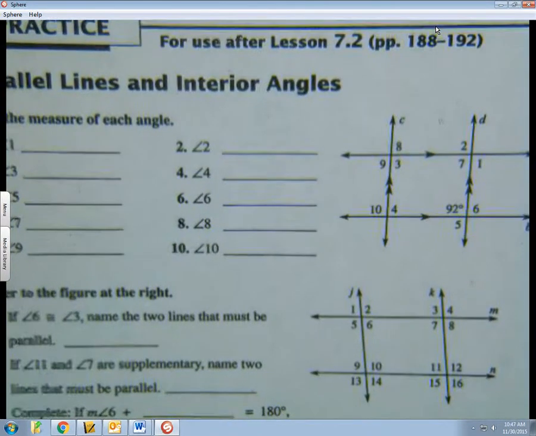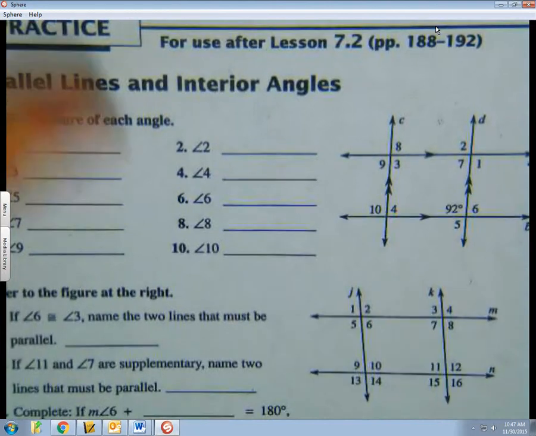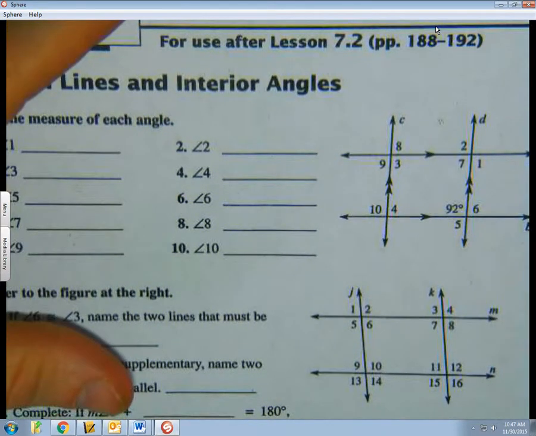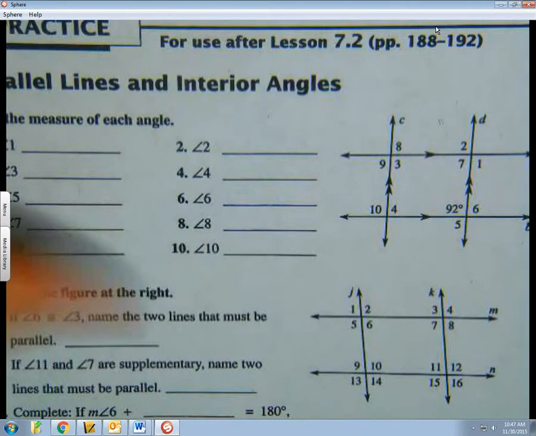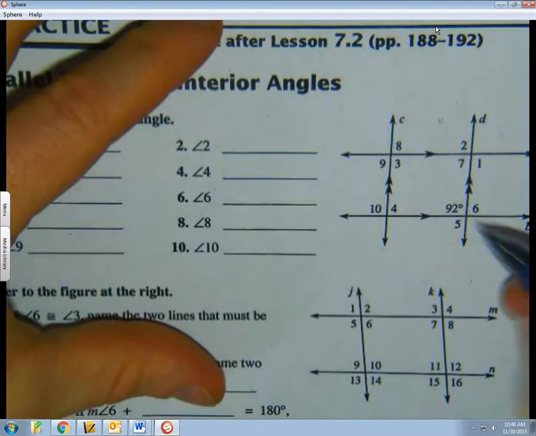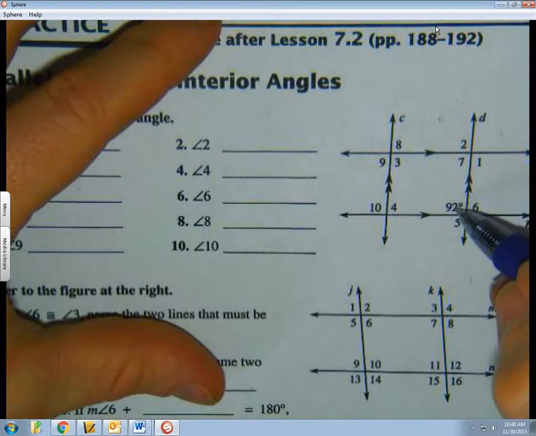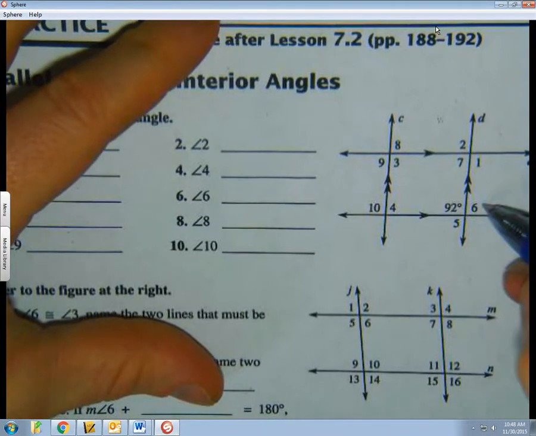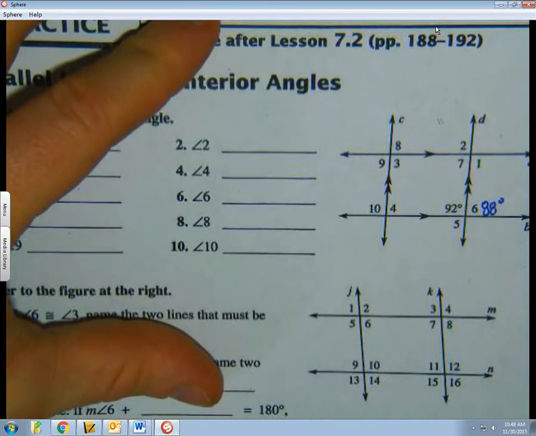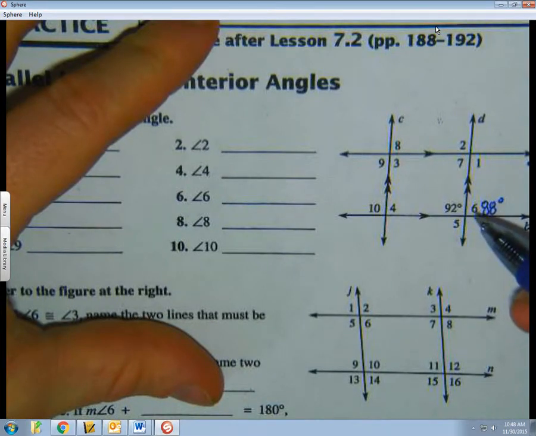Alright, so the way I like to do these is just kind of the way we did it down here. Just start filling everything in, and then you just do the problems later. So if this is 92 and these two are a linear pair, this one's going to be 88. And if that's 88, then 5 is 88 because those are vertical.